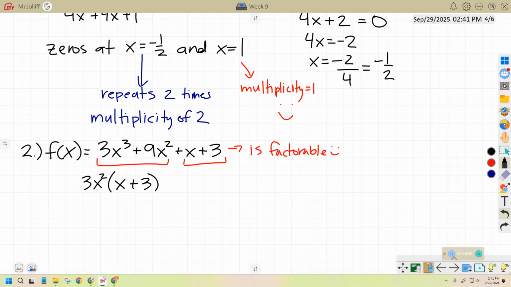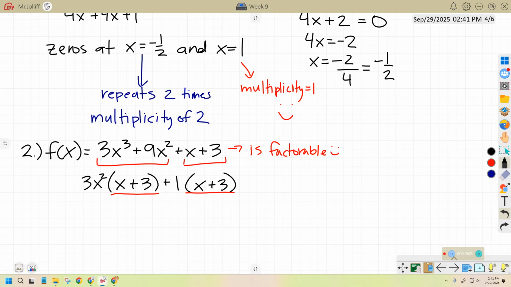Second pair of terms, do they have anything in common? No. When they don't have anything in common, I can pull out a 1, because 1 times anything is itself. So 1 times x plus 3 is just x plus 3. Takes me back to where I was. And I see something that makes me happy. They are the same, and that's how factoring by grouping works.